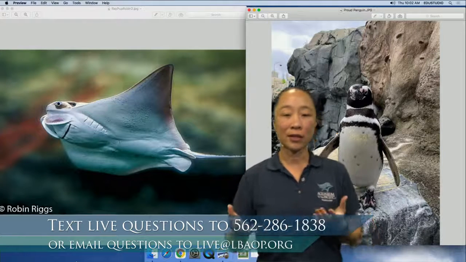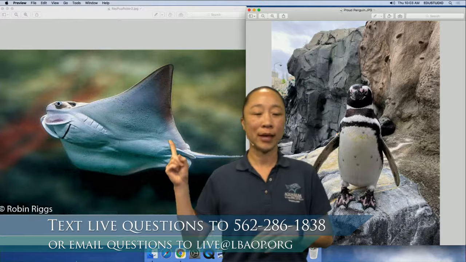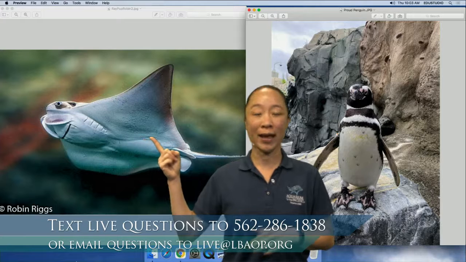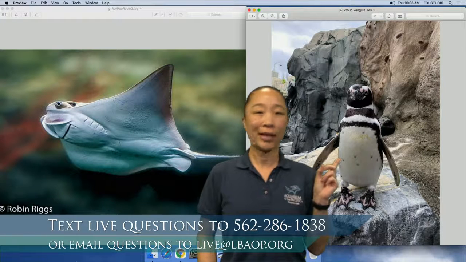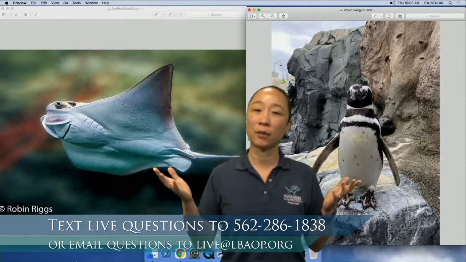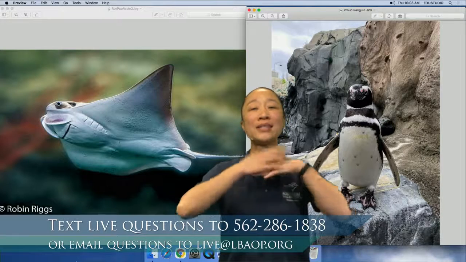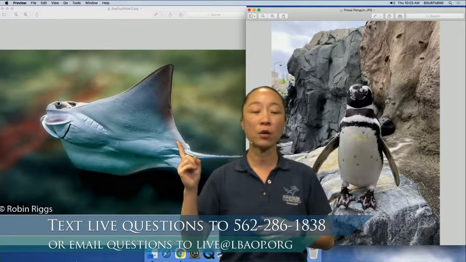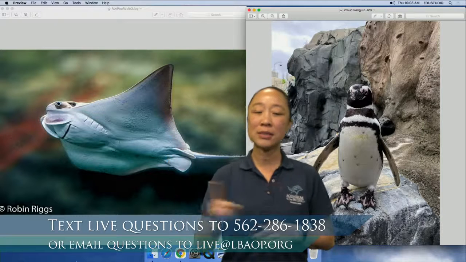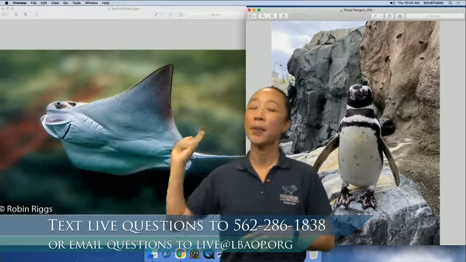So let's take a look at these two pictures. Which one is the ray? That's pretty obvious, right? It's that one right there. So this right here is a stingray. It's called a cow-nose ray. And what's this over here? Not a ray. It's a penguin. So let's take a look at the two different animals and try to compare and contrast. Actually, I really want to know what makes them different from each other because we know that a ray is not a penguin. So what makes them different? How did we know that this was a ray and it wasn't a penguin?